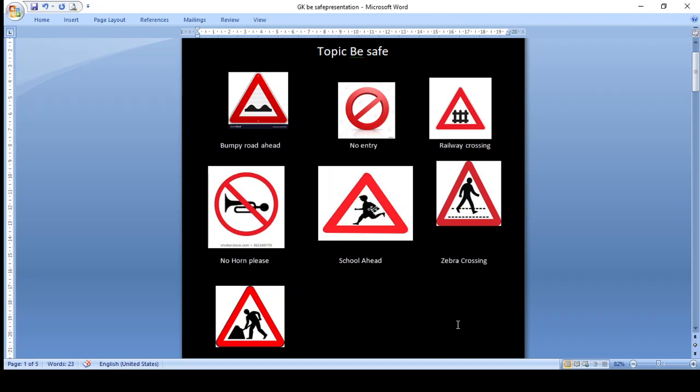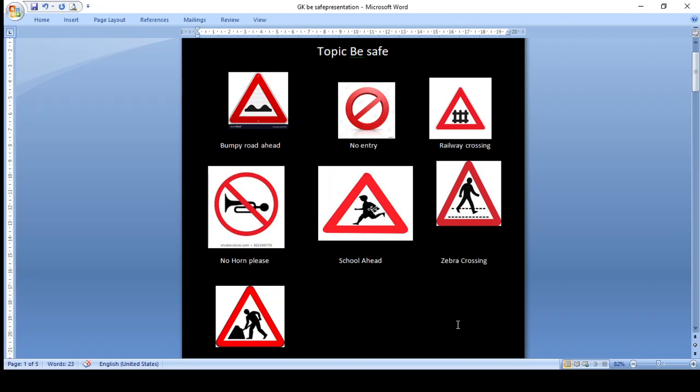No horn please. There are some restricted areas where you are not supposed to blow the horn. We can take one example, like a hospital. The patients are there, so if you blow the horn, we have noise pollution, right? In that type of pollution, the patients get disturbed, so there are signs like no horn please. There are other areas also where this type of restriction is there.